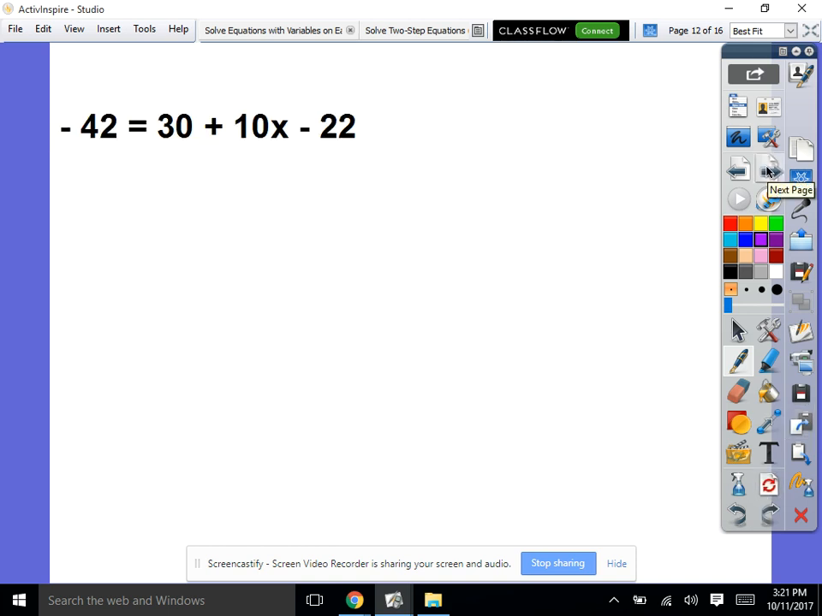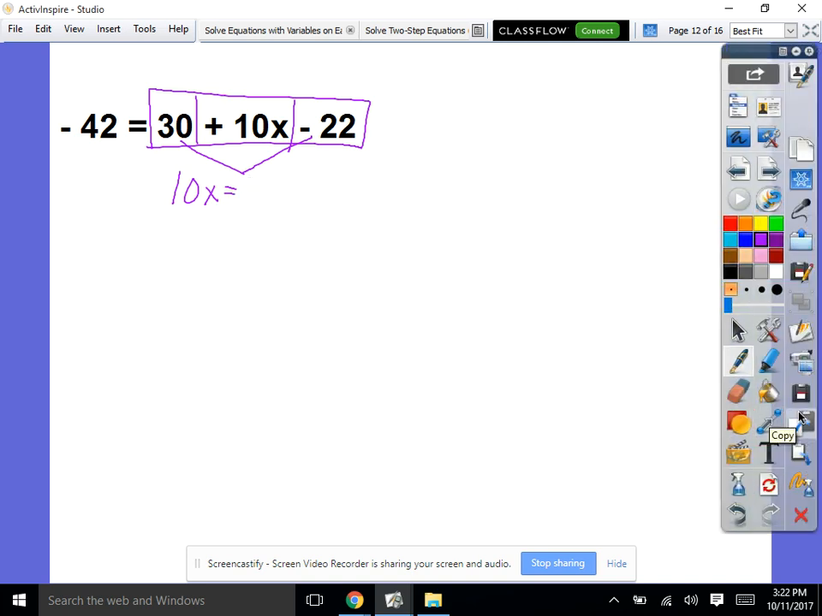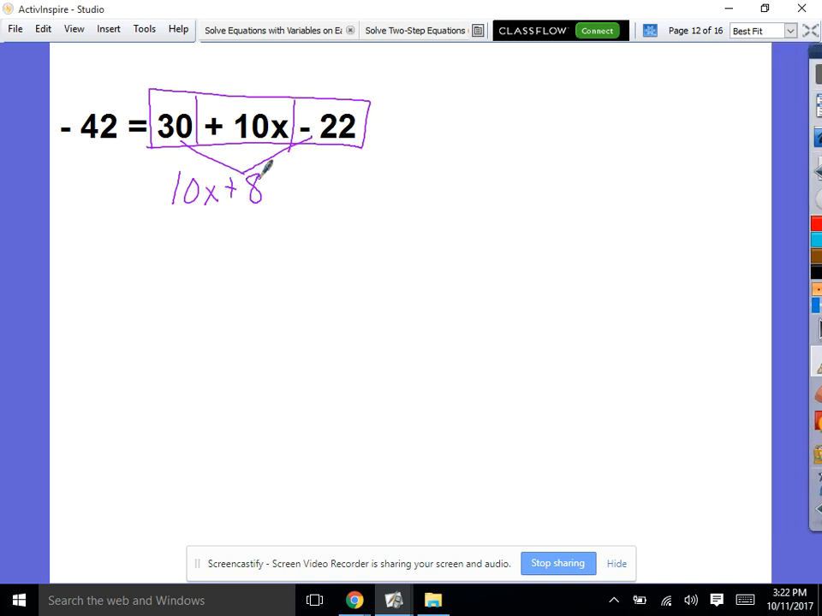All right, draw the line in front of the sign. And what's a like? Well, I only see one box with an X, so I'm going to put my 2 constant boxes together. 30 minus 22. Oh, nope, that's not an equals. So that will give me 10x plus 30 minus 22 is 8 equals negative 42.